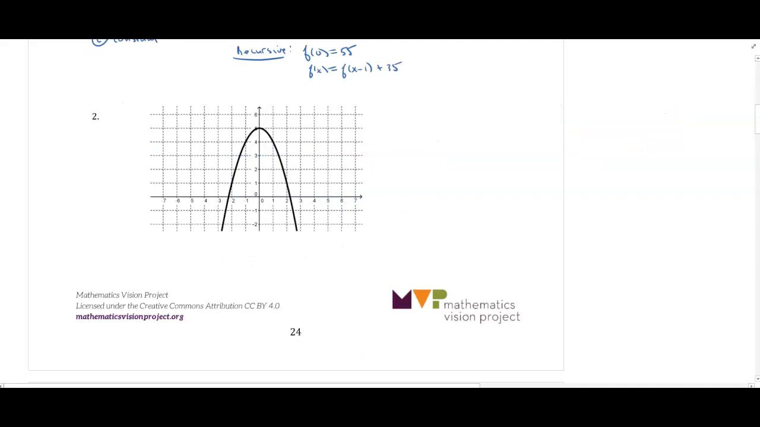Now, by looking at the graph of number 2, right away we know this is a parabola. So this is a parabola, which means right away this passes the vertical line test. So this is a function. This function is a quadratic function, which means the rate of growth is going to be a linear rate of change.